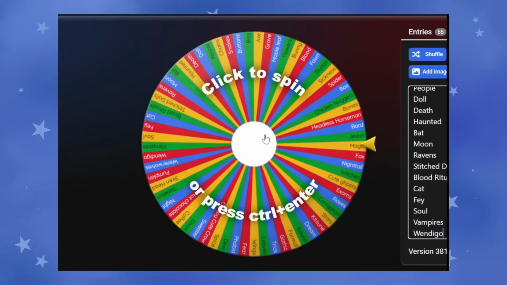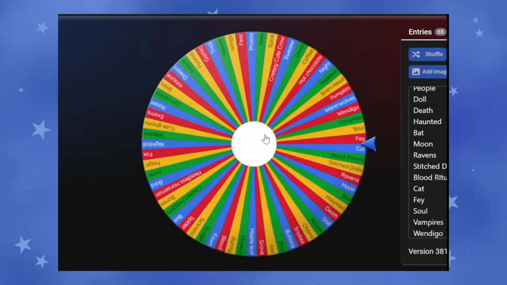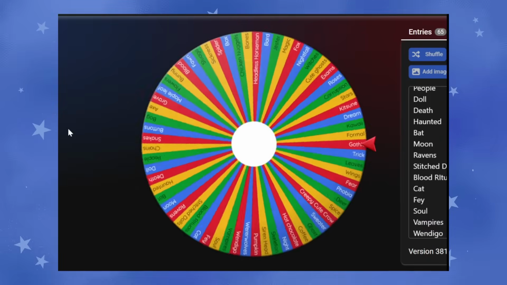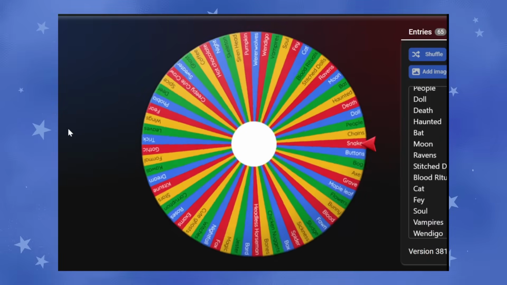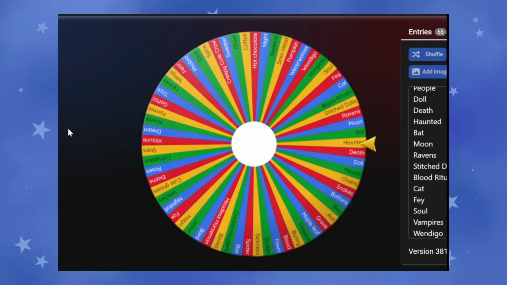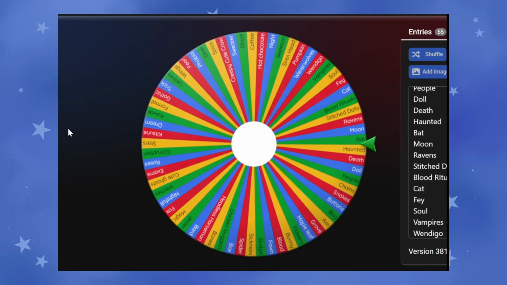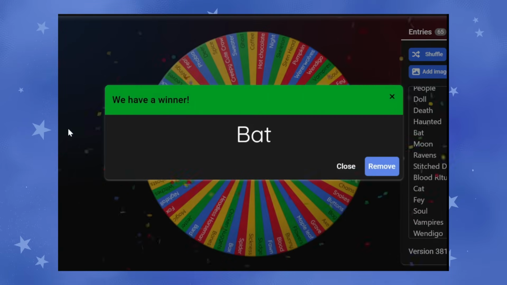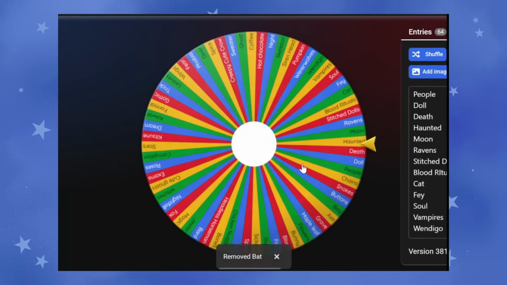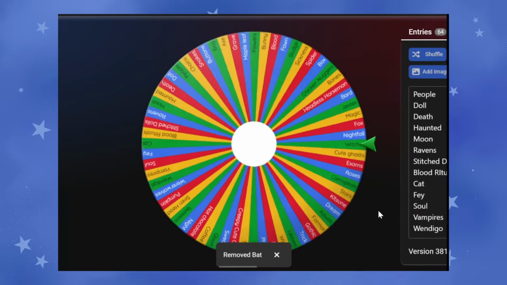The first word we're going with, after it lands on something, any moment now, the first word. Okay, bat. Spooky season themed, obviously. I like it. Okay, bat. Okay. Second word.